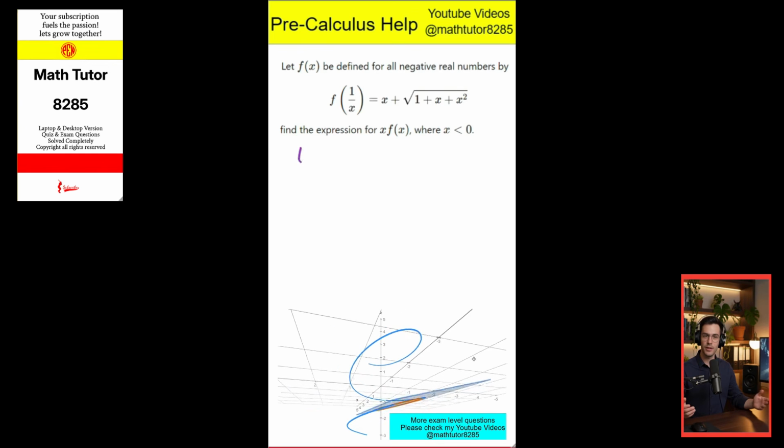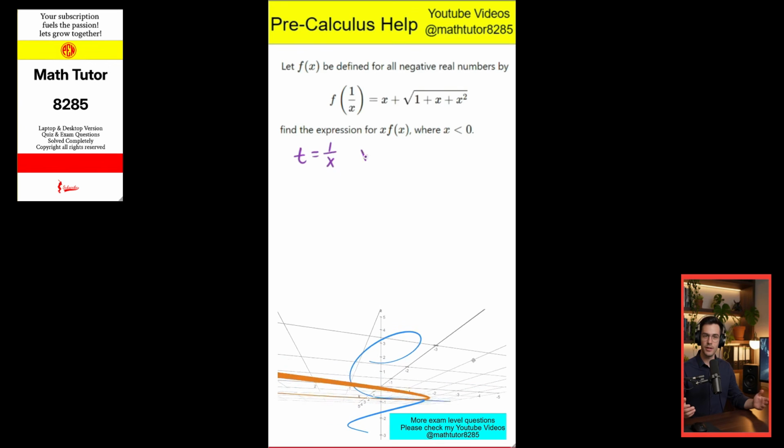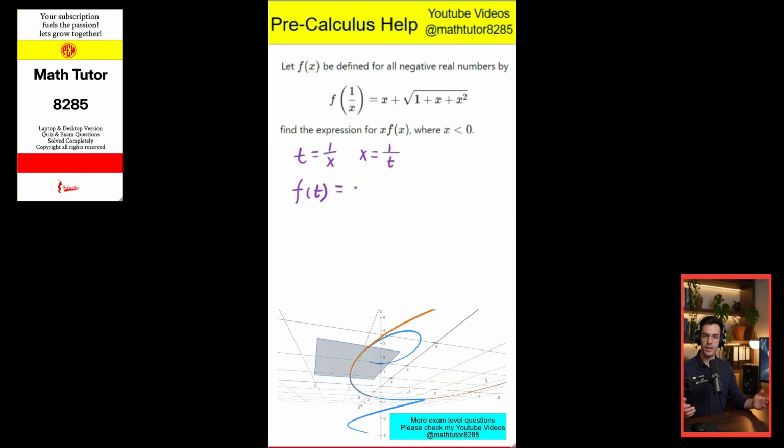First step is to make a substitution to simplify. We begin by letting t equal 1 divided by x. That means x equals 1 divided by t. Now, using the given definition, f of t becomes 1 divided by t plus the square root of 1 plus 1 divided by t plus 1 divided by t squared.